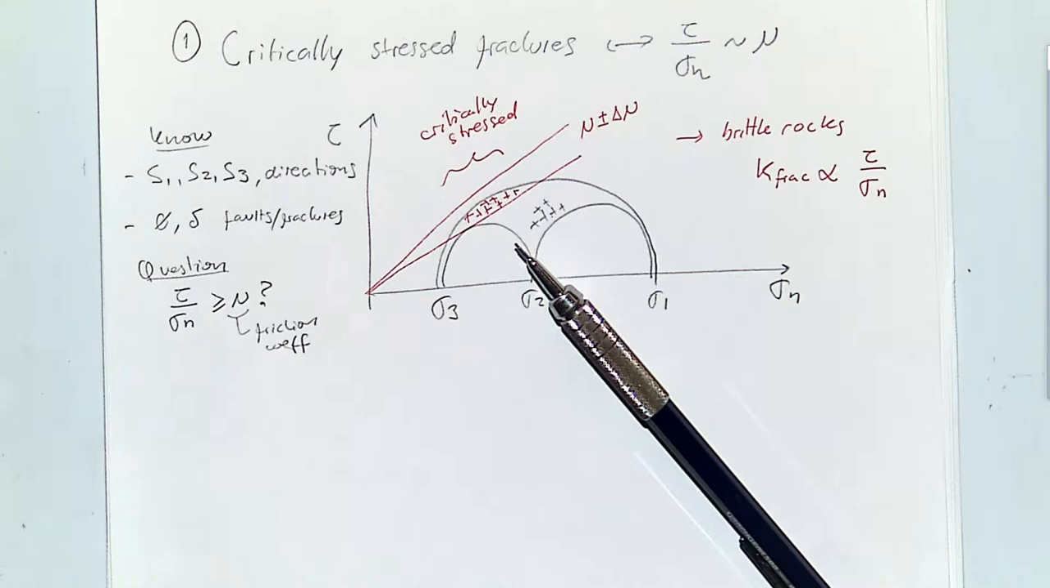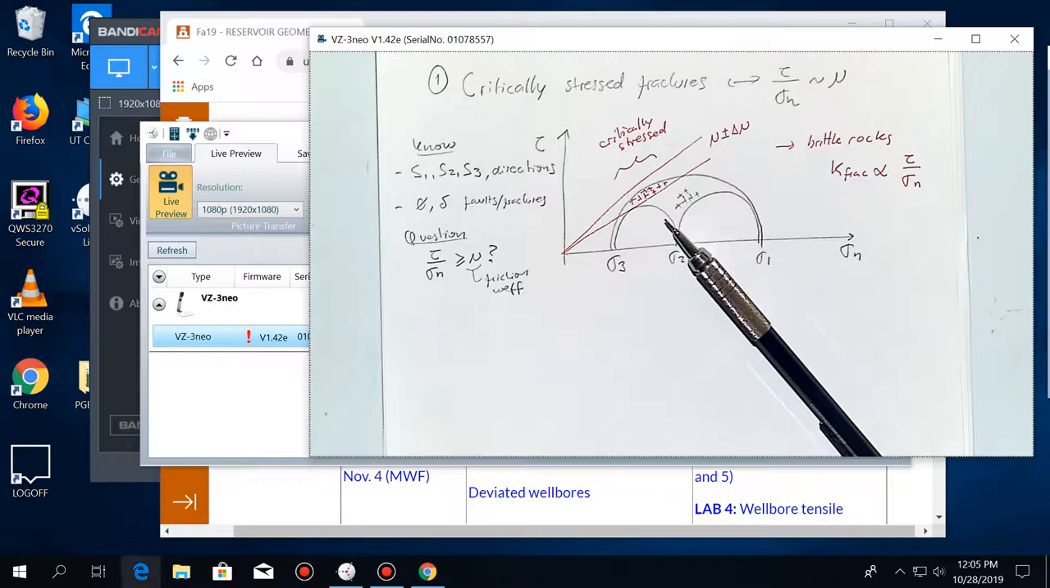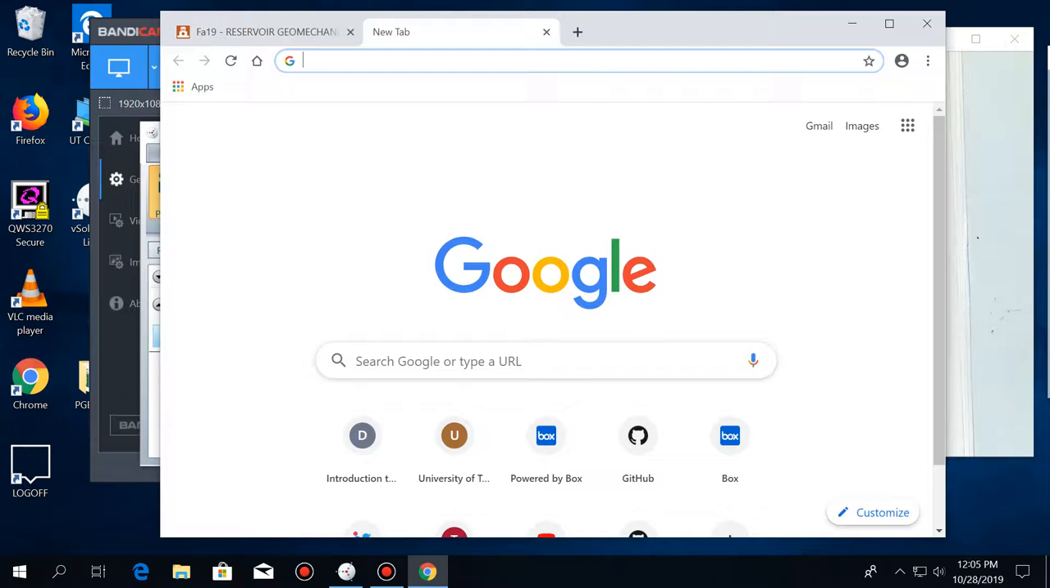Let's see an example about this in order to understand how you would drill a horizontal wellbore based on this data. And I'm going to go to the example I usually use.